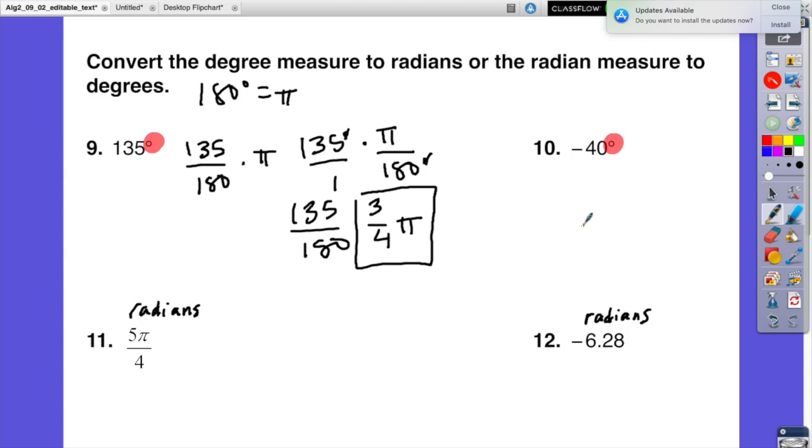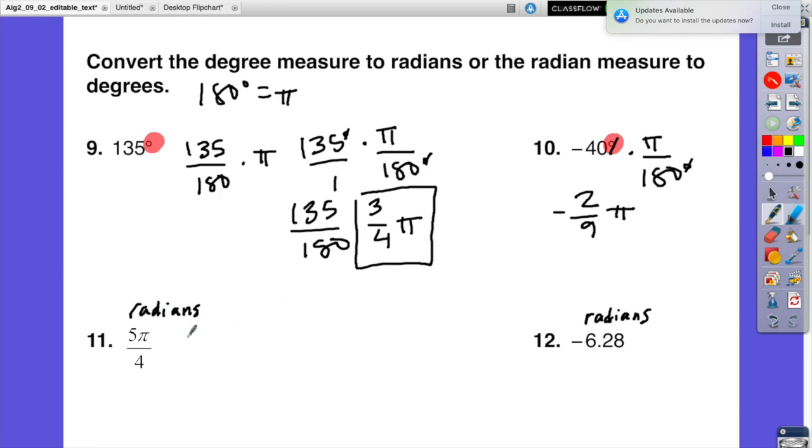Okay, so let's do it again right here. We're going to take negative 140. You're going to multiply that by pi over 180 degrees. Remember, the degrees cancel out. We're changing it to radians now. You're going to put negative 140 divided by 180 in your calculator, and you're going to press math to fraction, and it's going to come out to be negative 7/9 pi.